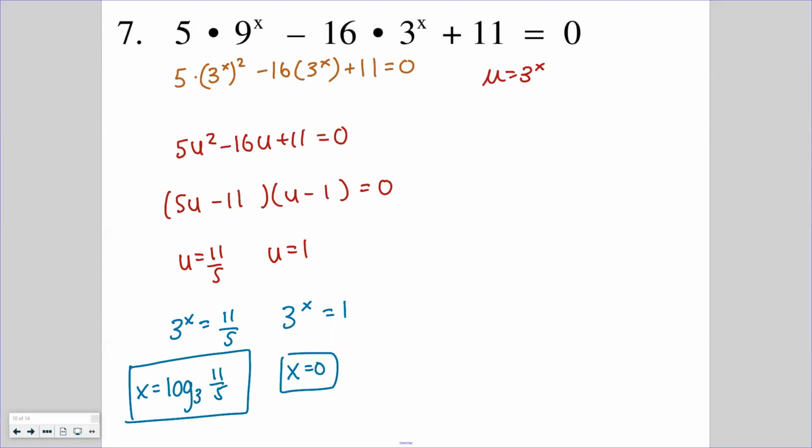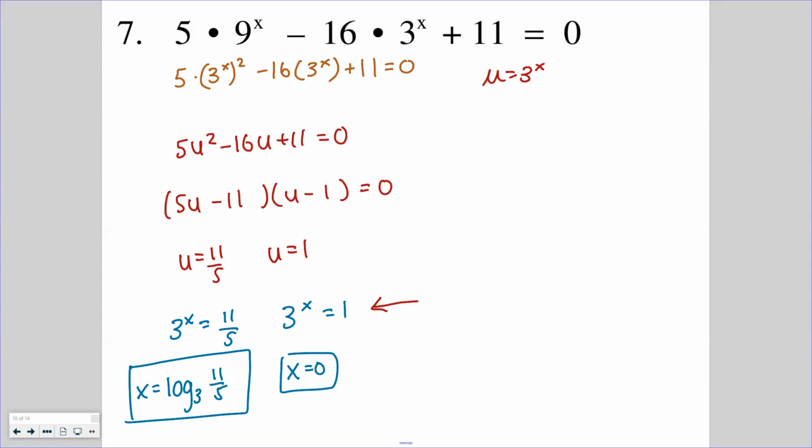Ultimately, whether you use substitution or not, you should have gotten two things. 3 to the power of x is equal to 11 over 5. And 3 to the power of x is equal to 1. So two solutions that work there. In the first case, we cannot get 11 over 5 and 3 into the same base. Exponential form isn't working, which means we have to convert that final answer to log form. Log base 3 of 11 over 5 is our first answer.